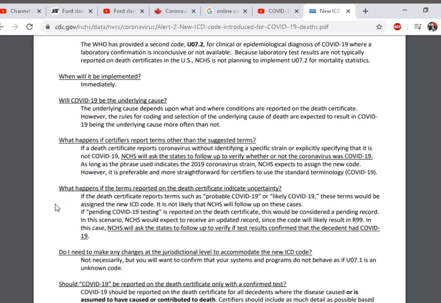What happens if the terms reported on the death certificate indicate uncertainty? If the death certificate reports terms such as probable COVID-19 or likely COVID-19, these terms would be assigned to the new ICD code. It is not likely that NCHS will follow up on these cases. If pending COVID-19 testing is reported on the death certificate, this would be considered a pending record. In this scenario, NCHS would expect to receive an updated record since the code will likely result in R99. In this case, NCHS will ask the states to follow up to verify the test confirm that the decedent had COVID-19.